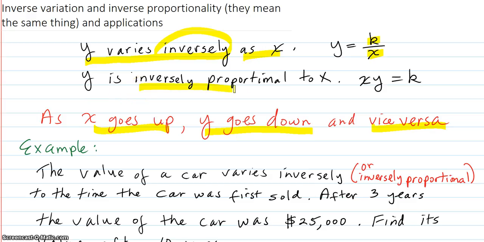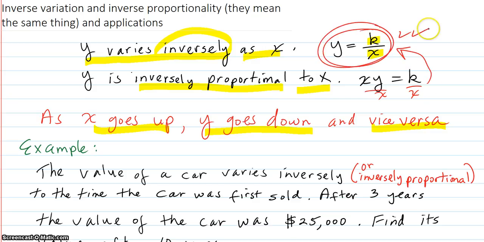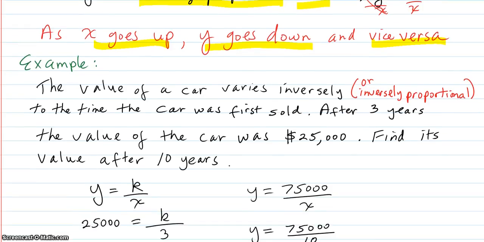When x goes down, y goes up. y is inversely proportional to x. It means x times y is equal to k, but if that's true, then just divide both sides by x, and you get this equation again. So just use this one. The x's would cancel out, and you get y equals k over x. That's the one you're going to use for both cases.